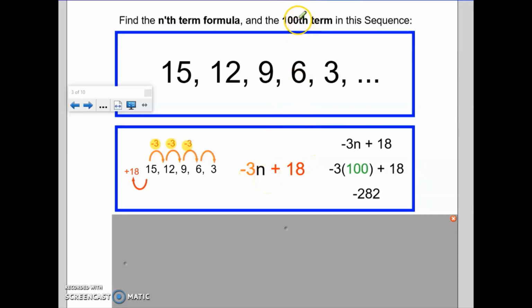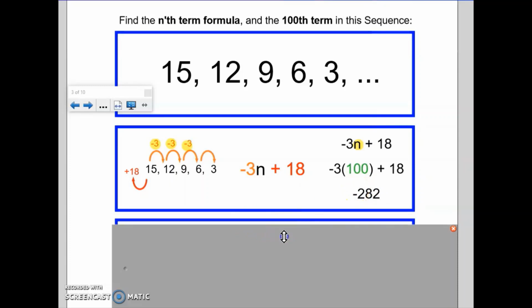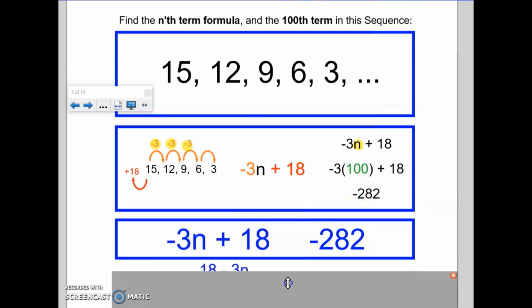So if I want to find the 100th term, I'm still going to substitute in. I'm going to substitute in the number 100 as n. So minus 3 times n plus 18 becomes minus 3 times 100, which is negative 300, plus 18, so I come 18 closer to 0, which is minus 282. This is my 100th term.